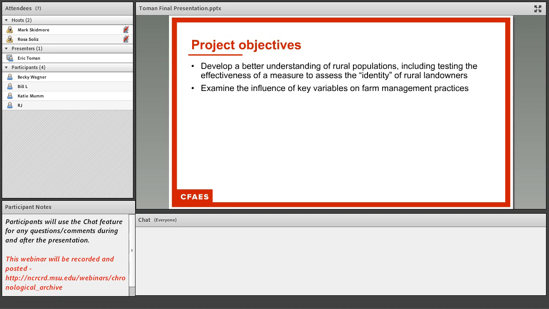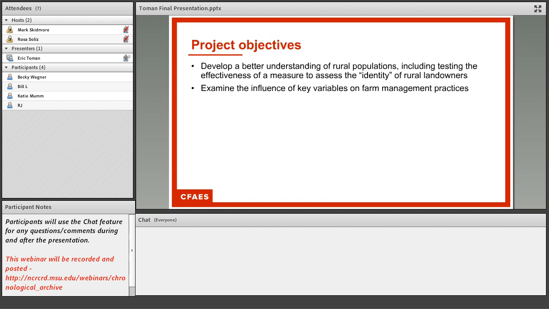So ultimately, these were the project objectives: develop a better understanding of rural populations. And one of the themes within this work was to develop a new tool and try to measure the effectiveness of this tool that's meant to identify or measure the identity of rural landowners. And I'll describe that a bit more as we go on.